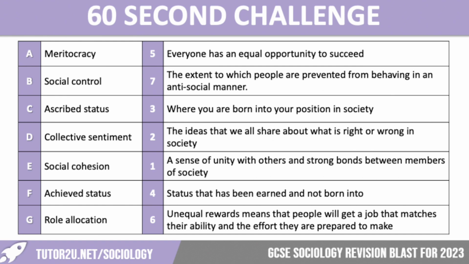D2 is collective sentiment, the ideas that we all share about what is right or wrong in society. E1 is social cohesion, a sense of unity with others and strong bonds between members of society. F4 is achieved status, status that has been earned and not born into. And G6 is role allocation. Unequal rewards mean that people will get a job that matches their ability and the effort that they're prepared to make. Well done if you manage to match all 7 key phrases to their definitions.